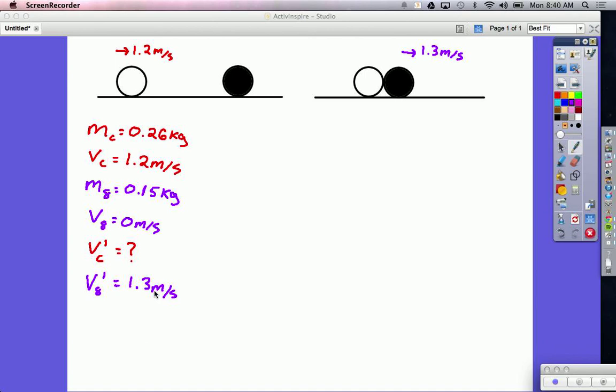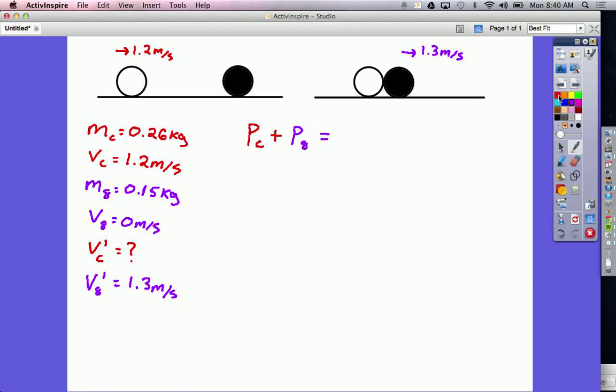This is a conservation of momentum problem, so I know that the momentum of the cue ball plus the momentum of the 8 ball equals the momentum of the cue ball after they collide plus the momentum of the 8 ball after they collide.